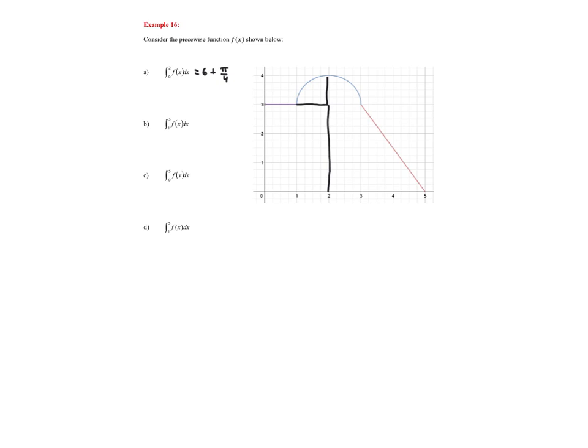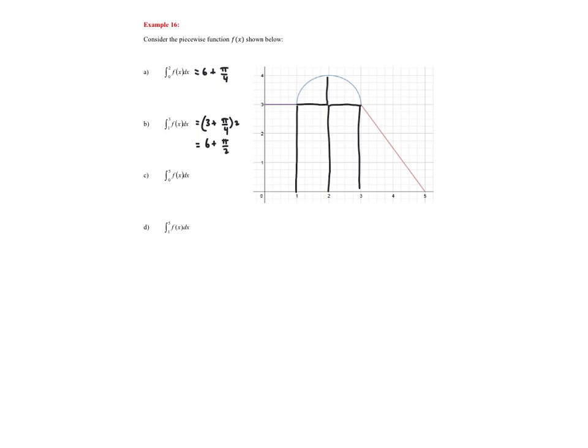Okay, 1 to 3. Now I'm going to split this up. 1 to 3 would be a rectangle with a base of 1, height of 3. So that'd be 3 plus that quarter circle. Oops, I'm sorry. Actually, I'm going to have 2 rectangles and a half circle. So I would have 3 plus pi over 4, and I'm actually going to double that. So that would give me 6 plus pi over 2.